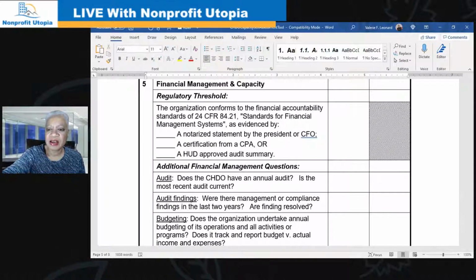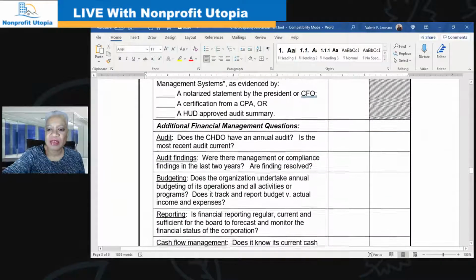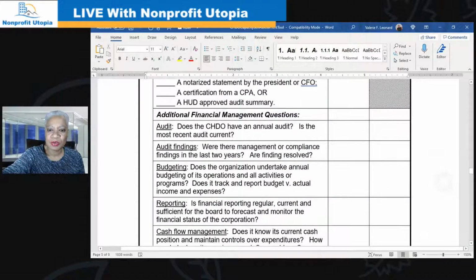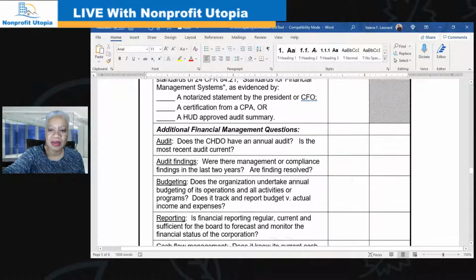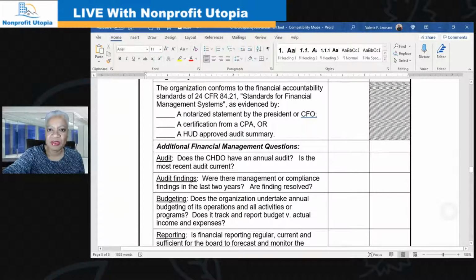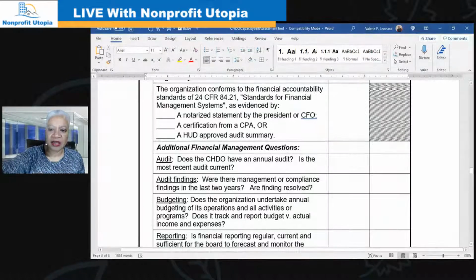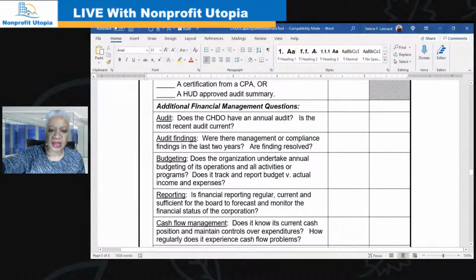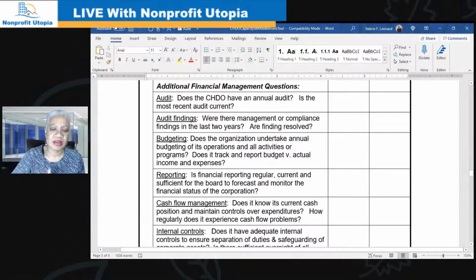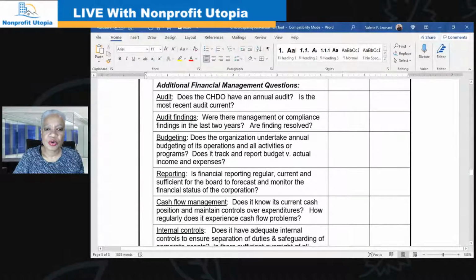So as you can tell, applying for federal funds, even though you can be a startup and apply, you clearly see that there's significant work to be done in order for you to demonstrate that you have the capacity to manage federal funds. Additional financial management questions on the audit. Does your organization have an annual audit? And is the most recent audit current? So has it been done within the last fiscal year?